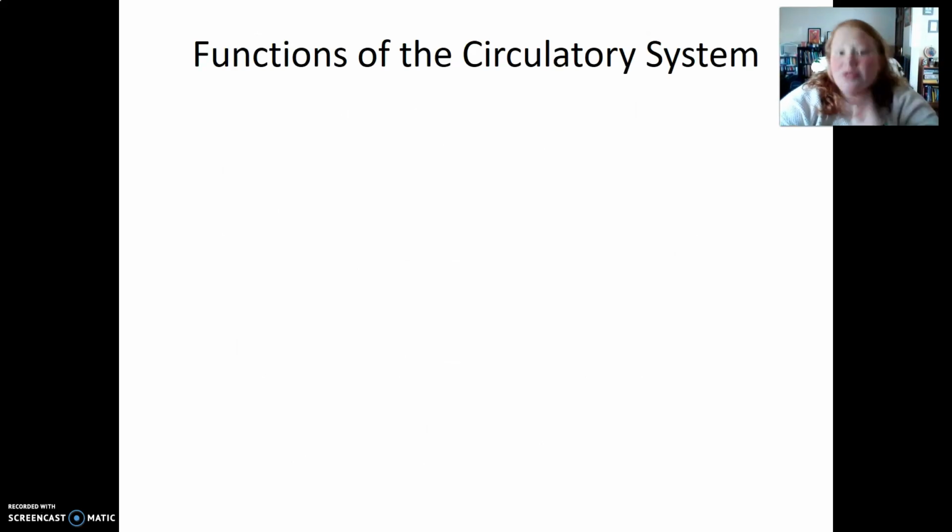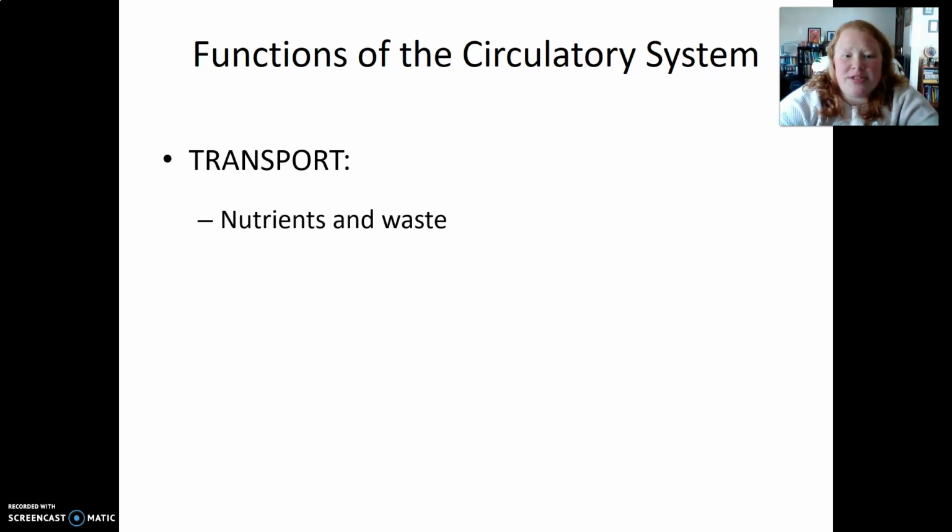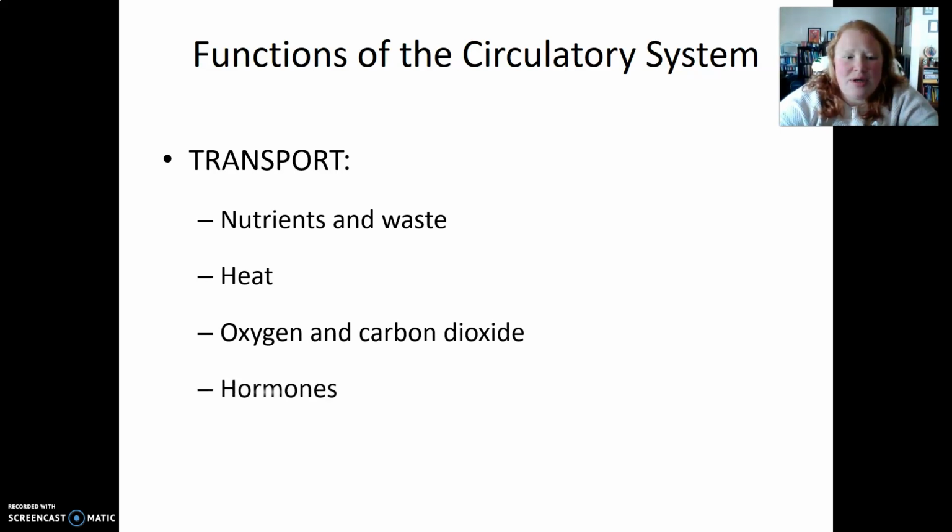Functions of the circulatory system. Number 1 is transport. So we're going to transport nutrients and waste. We're going to transport heat, oxygen and CO2, and hormones and antibodies. Okay, so pumping all this stuff all around your body. Your blood is how this stuff is carried, and your cardiovascular system pumps it around your body.